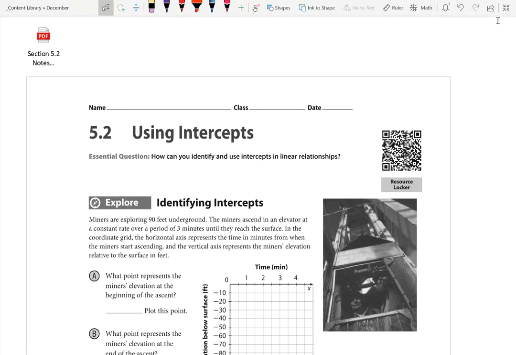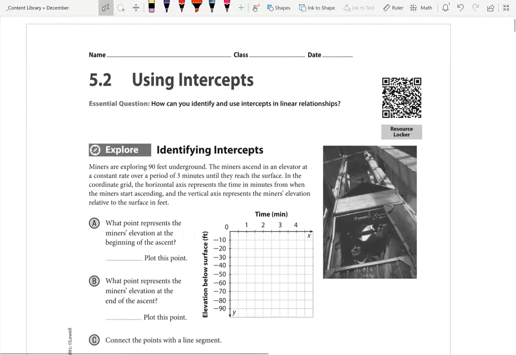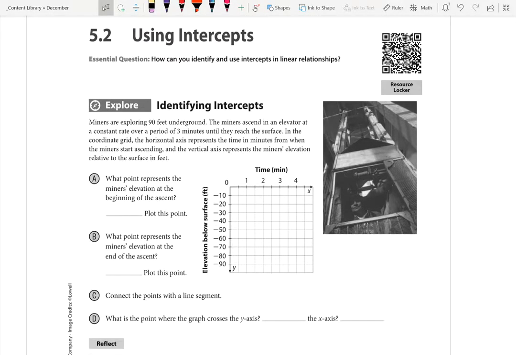Section 5.2, using intercepts. So let's get right into this section here. Miners are exploring 90 feet underground. The miners ascend in an elevator at a constant rate over a period of 3 minutes until they reach the surface. In the coordinate grid, the horizontal axis represents the time in minutes from when the miners start ascending, and the vertical axis represents the miner's elevation.